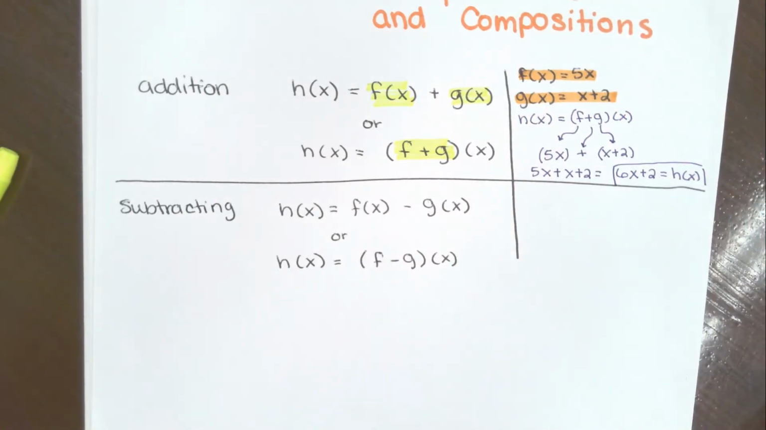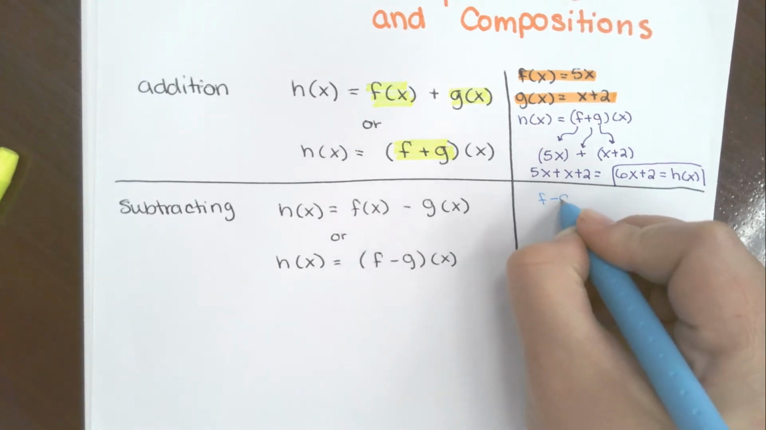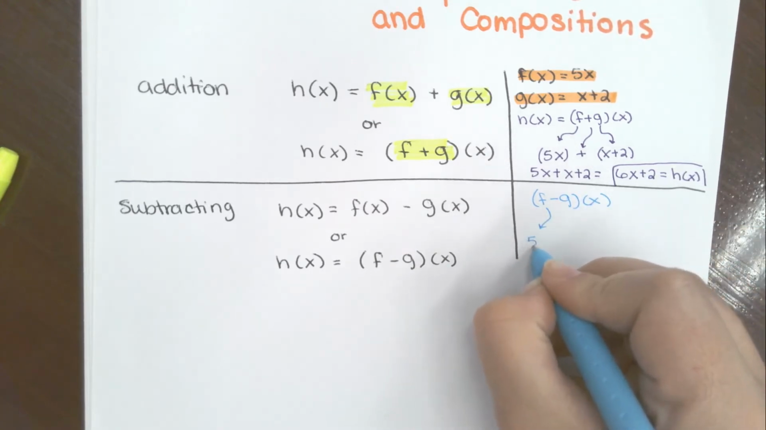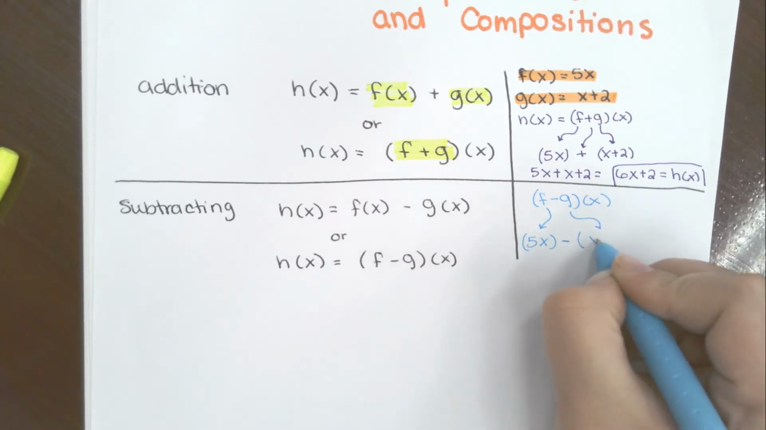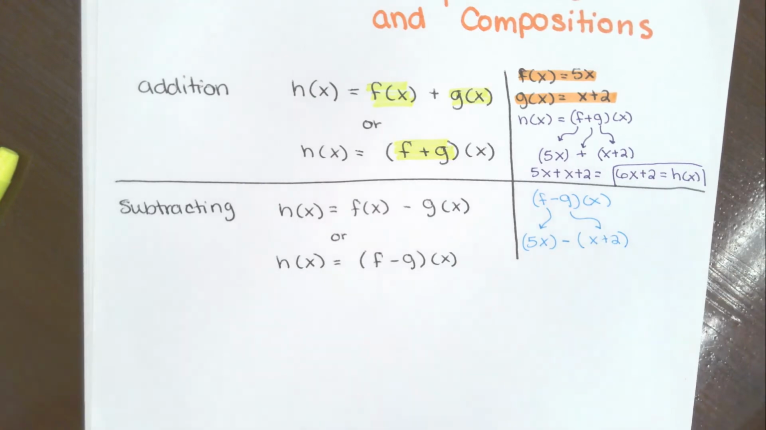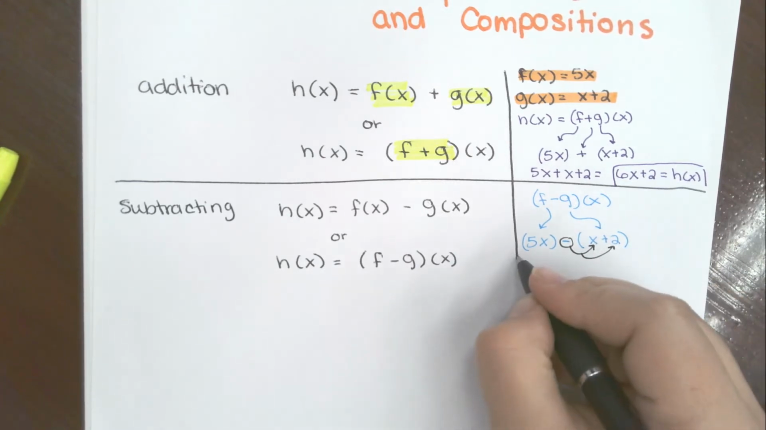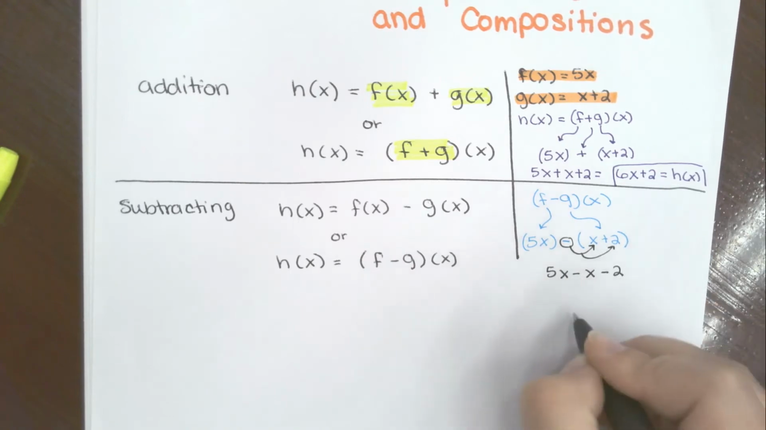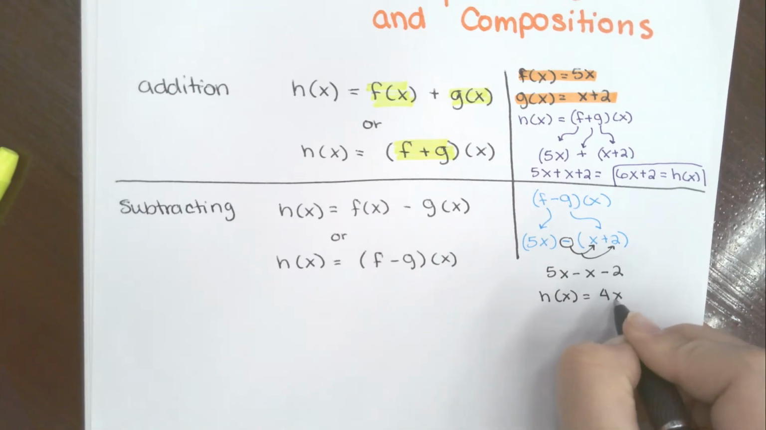So for the example, we are going to take f minus g of x. What does that mean? It takes your f of x equation and minus your g of x equation. Here's an example where that parenthesis becomes really important, because you have this minus, you have to distribute that onto x and onto your 2. So that means you have 5x minus x minus 2, which means that your h of x equals 4x minus 2.